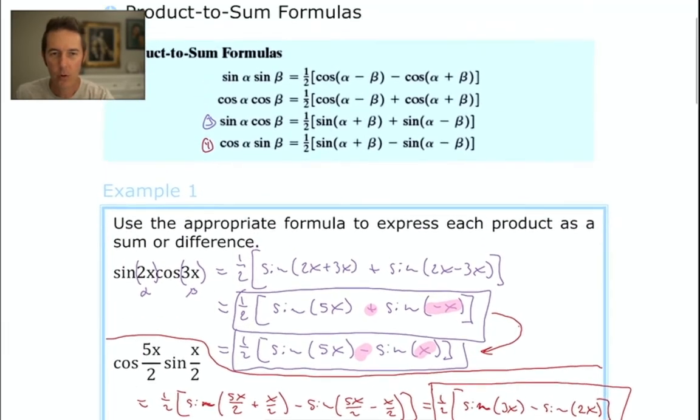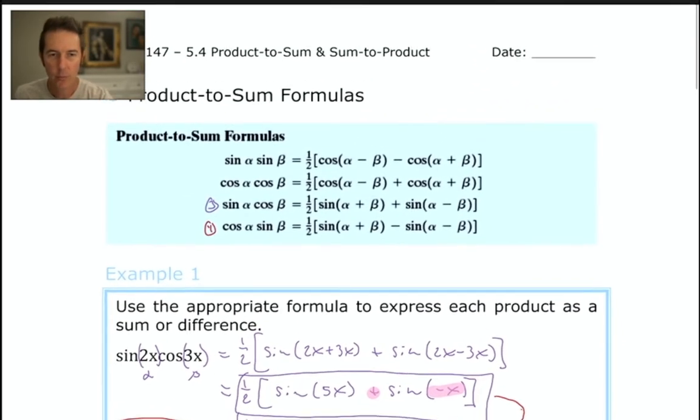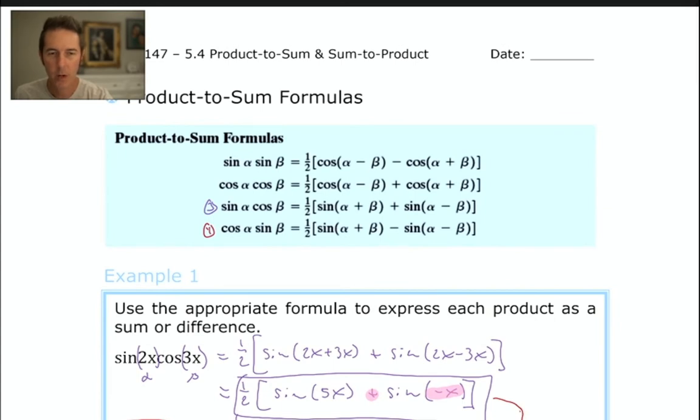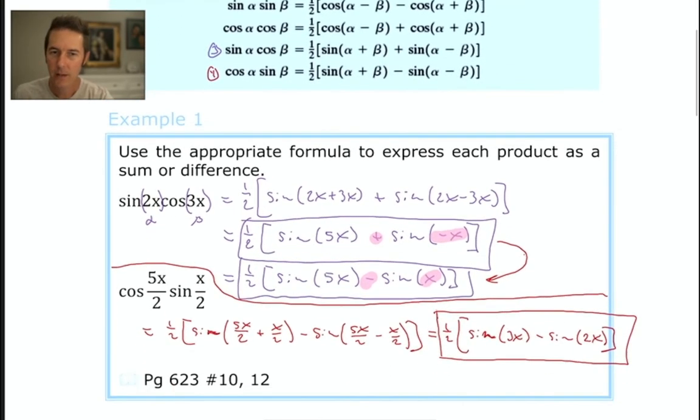Now, we're about to change. At the moment, we're looking at product to sum. Now we're going to look at sum to product. Are we not simply going to take the right and left-hand sides of these equations and swap them? We're not.